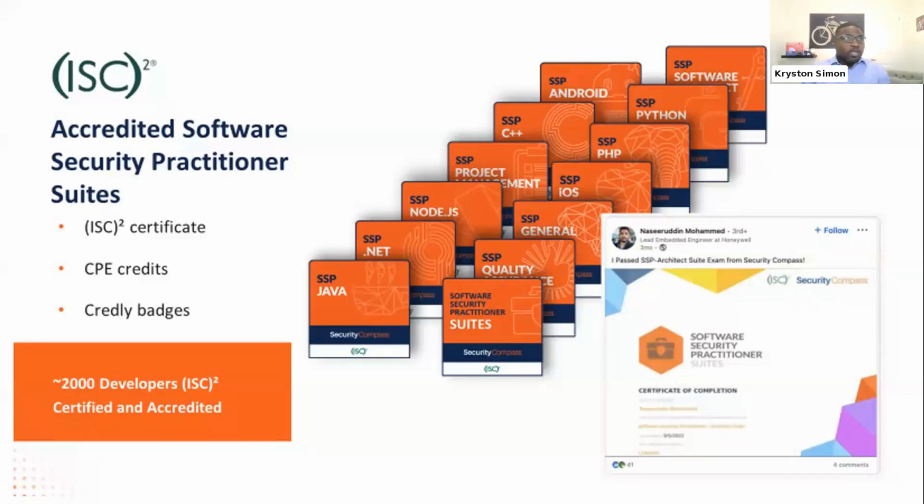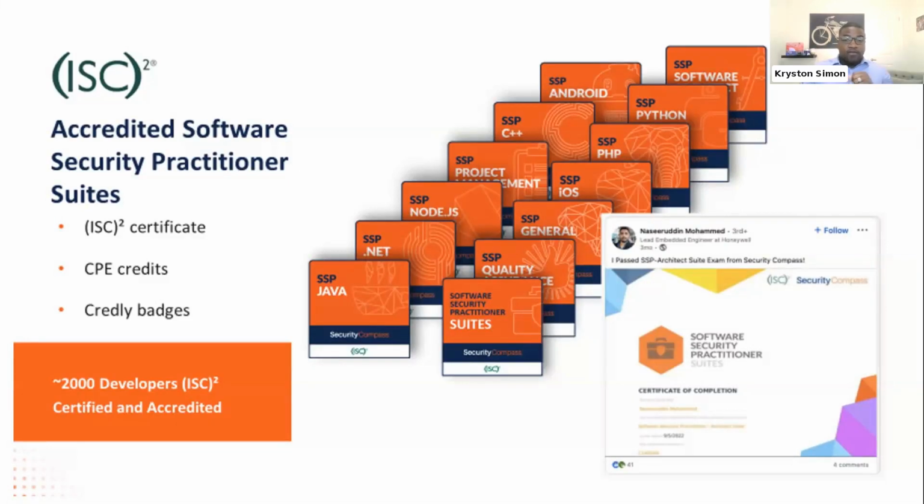Perfect. So one of the things that I wanted to highlight that Joseph did touch on briefly is that one of the things that differentiates us, a major differentiator, I would say, between us here at Security Campus and other application security training providers is our partnership with ISC². So through our SSP program, we are actually authorized to provide co-branded accreditation with the globally recognized cybersecurity organization, ISC².